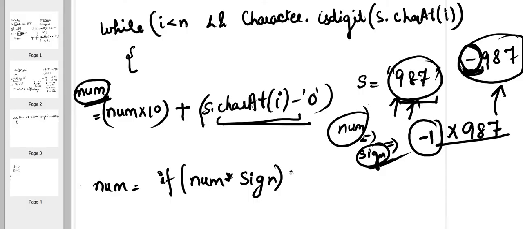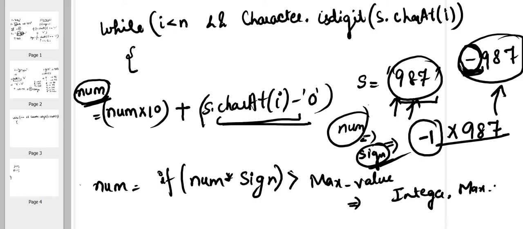So if your number into sign is greater than your max value, then you will return Integer.MAX_VALUE. Otherwise, you will return the min value. So this is your last condition for rounding off to the range, right? I hope you understood these steps. Now let's write the solution for it.